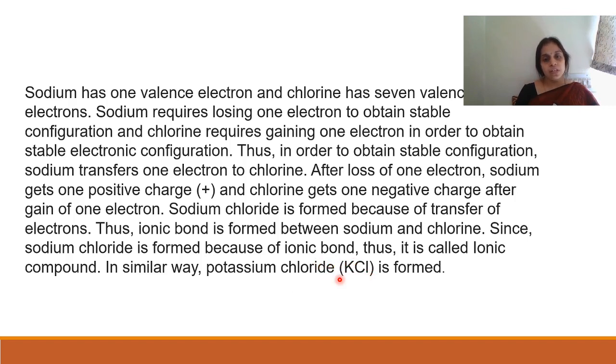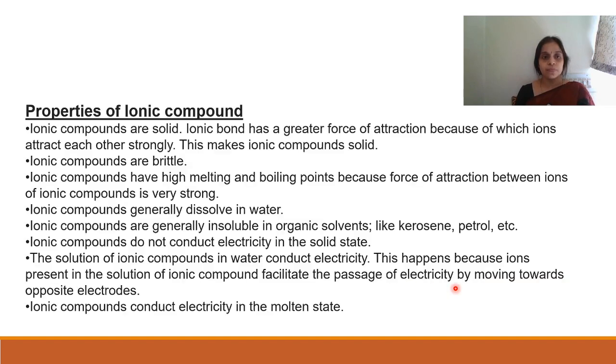Similarly, try it with KCl. K's atomic number is 19, and Cl, as you know, is 17. Try to figure out how the KCl bond has been formed.